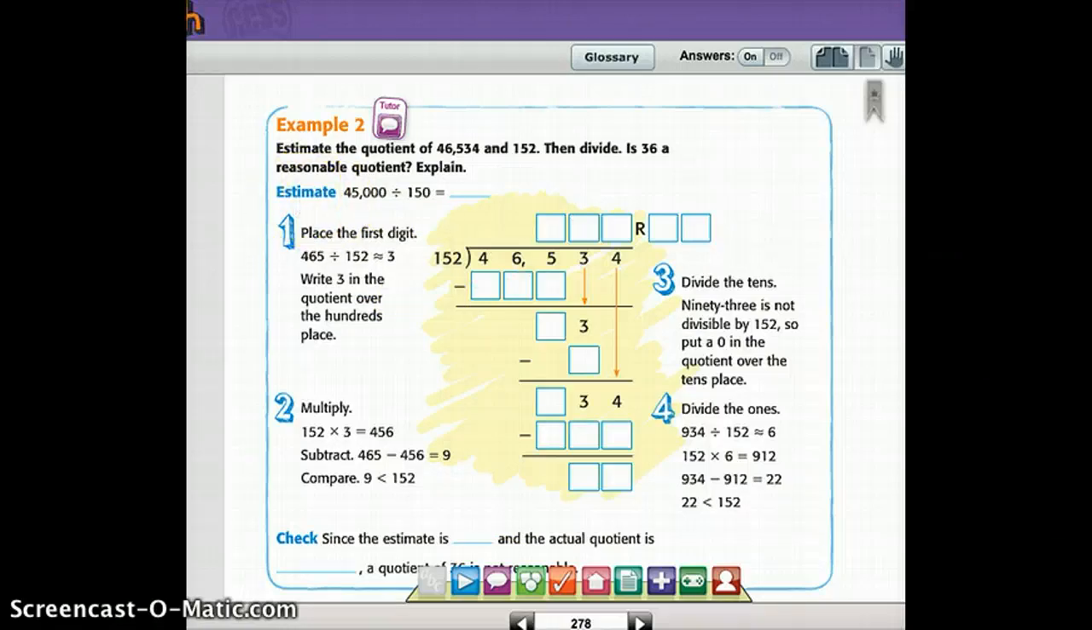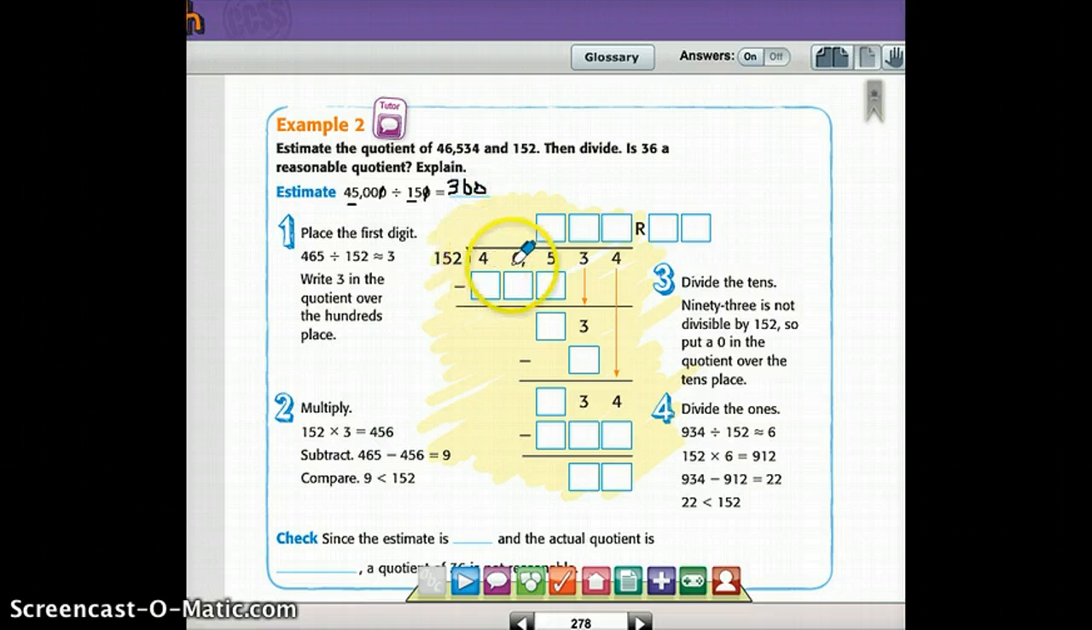So we can estimate 45,000 divided by 150. So then we can do 45 divided by 15. And we can cancel 0 from our divisor and dividend. And then we know 45 divided by 15 is 3, and we have 2 zeros. So our quotient should be about 300. Now we're actually going to divide.